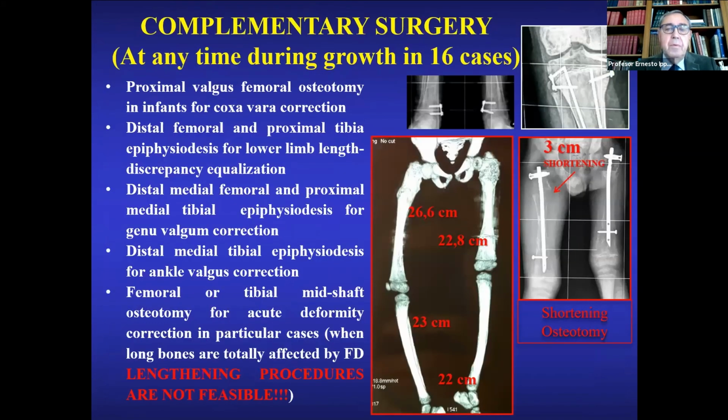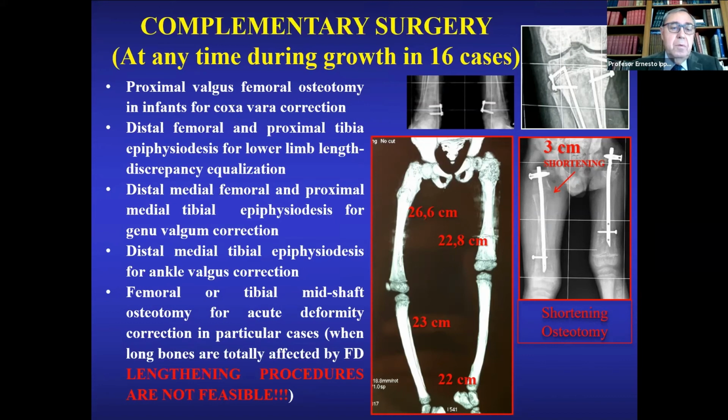And this is the list of the complementary surgeries we performed at any time during growth associated with intramedullary nailing. Proximal valgus femoral osteotomy, and we saw some cases before. Distal femoral and proximal tibia epiphysiodesis for lower limb length discrepancy equalization. Distal medial femoral and proximal medial tibial epiphysiodesis for genu valgum correction. Distal medial tibial epiphysiodesis for ankle valgus correction.